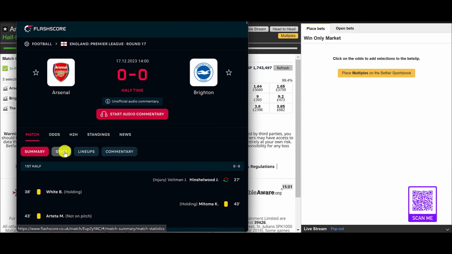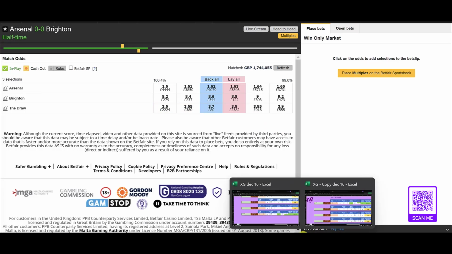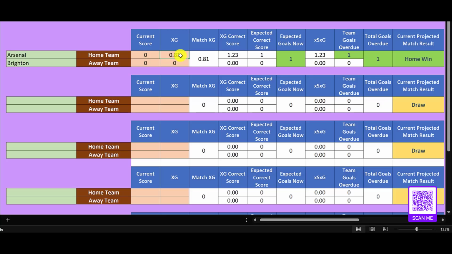Half-time in this match from the Emirates. It's Arsenal 0, Brighton 0. And I did like the look of backing Arsenal before the match. And I've been kind of following the XG through the first half. And it's only just before half-time that Arsenal's XG kind of hit that number. So let's just put it into the sheet.